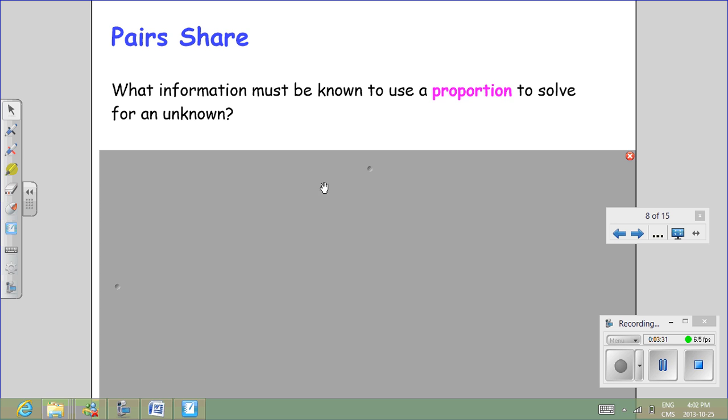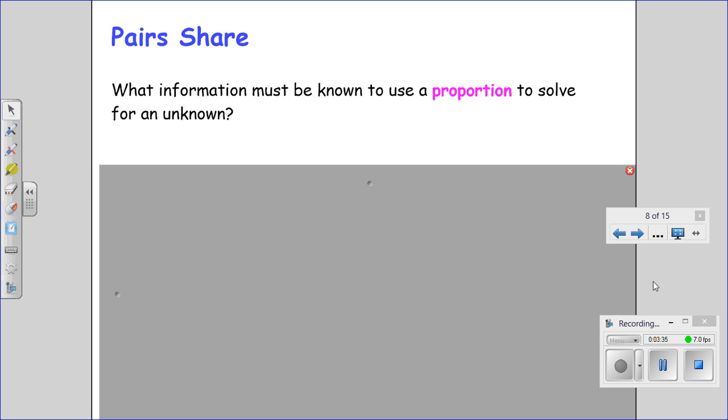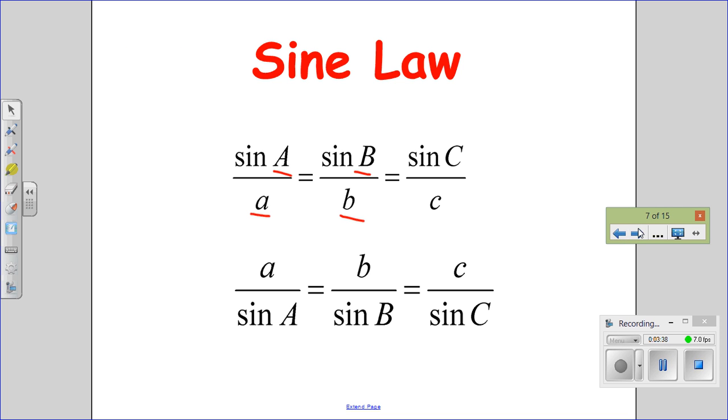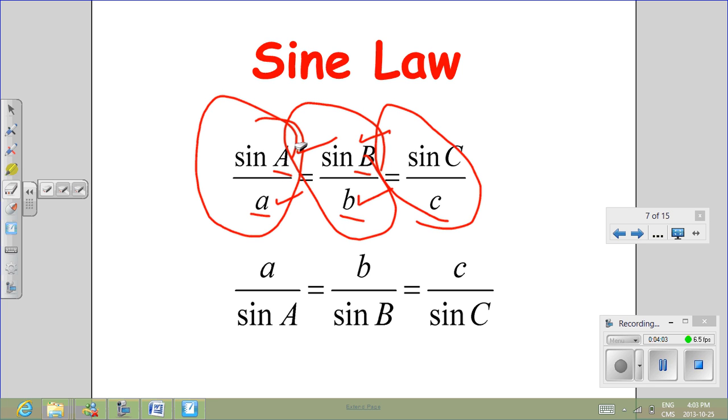So what do you think we have to know in order to solve for an unknown in the sine law? If I look back at the picture, I know sine A over A is sine B over B. If I know angle A and I know angle B, then as long as I know side A or side B, I can solve for the other one. So somewhere along the way, I'm going to have to know a complete pair in order to solve. I only want to have one piece of missing information.